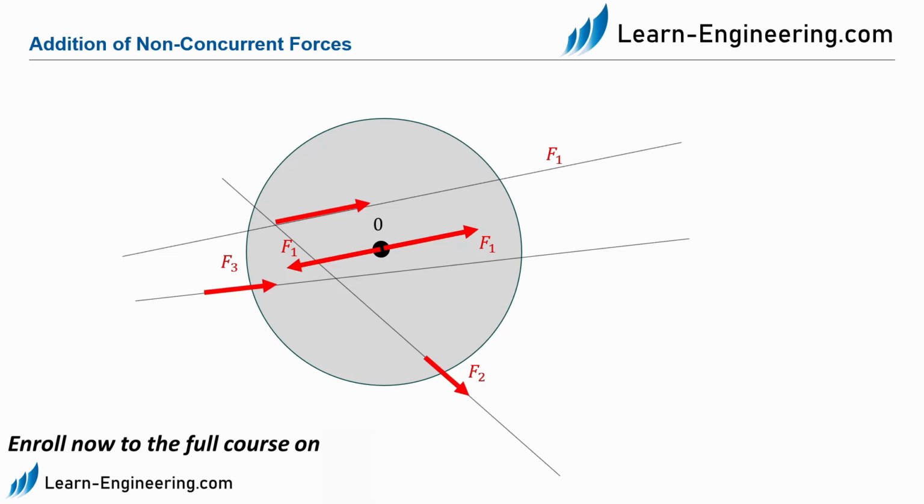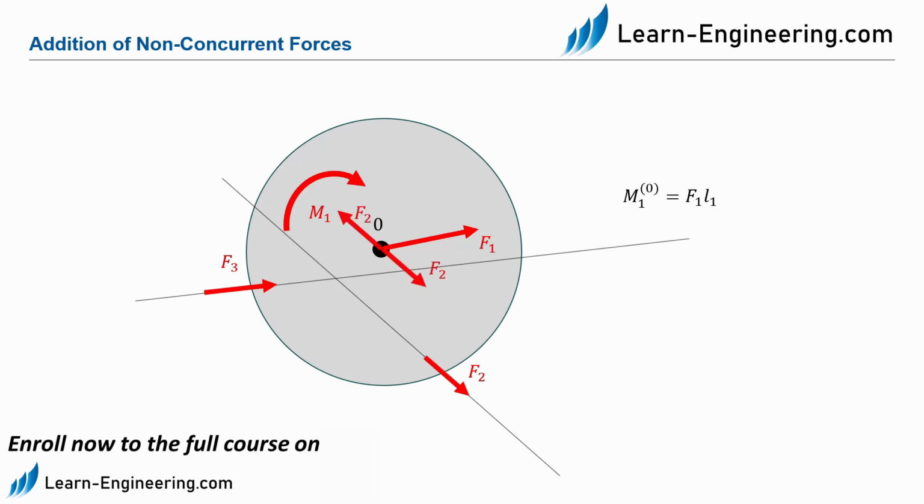We now see that a couple with a distance L1 has formed. We can describe this couple as the moment M1. The same procedure applies now for F2. We form the two auxiliary forces at point 0 and move the force F2 along its line of action. Now we replace the couple by the moment M2.